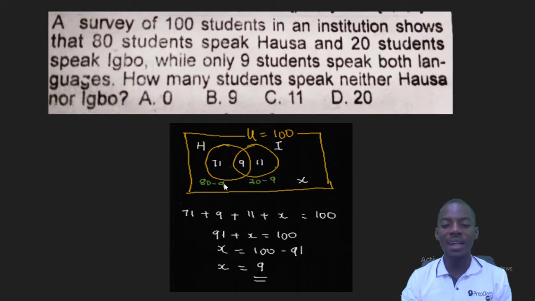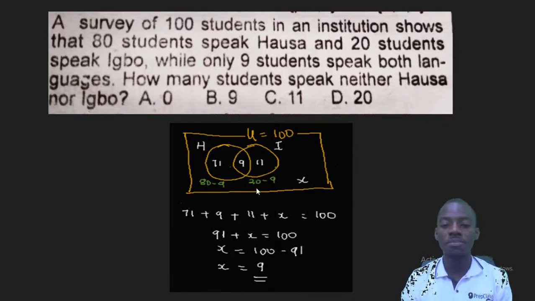But why didn't I put 80 and 20 inside? Because it's not the real number. The real number that will be inside is those that speak only Hausa, and here will be only Igbo. But this 20 is having Igbo, and some of them speak Hausa, so it's not a real number. So the number given in the question, 80 speak Hausa, is not only Hausa. So you can't put the 80 inside, it has to be outside, because you have to first of all minus the number in between to get the number that will speak only Hausa, and that will be 71. So 80 minus 9, because 9 speak both. Remove 9 from 80, you will get 71 as those that speak only Hausa.